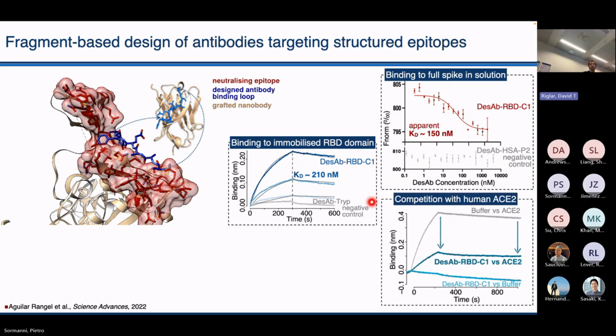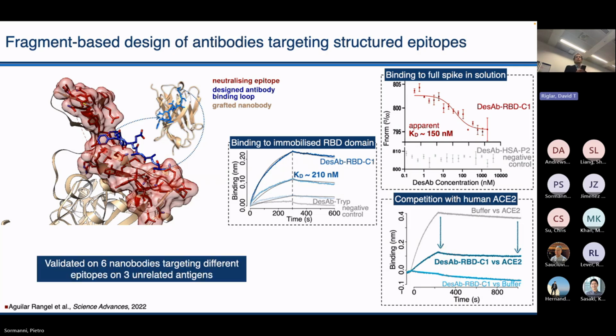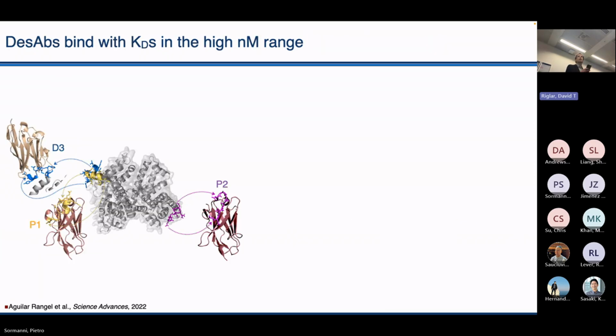And we have also observed a competition with ACE2, which makes us confident that we are indeed engaging this epitope, an epitope in this region. It's sort of indirect evidence for the binding epitope. And again, in reality, we did 6 nanobodies and 3 targets, and I'm just going to show you another target, which is human serum albumin.